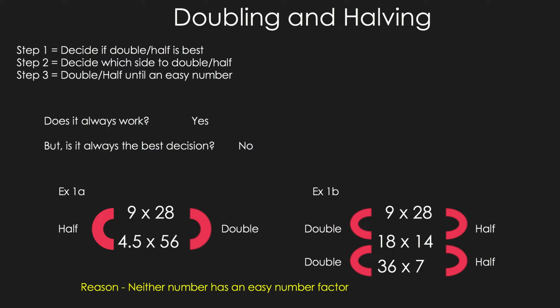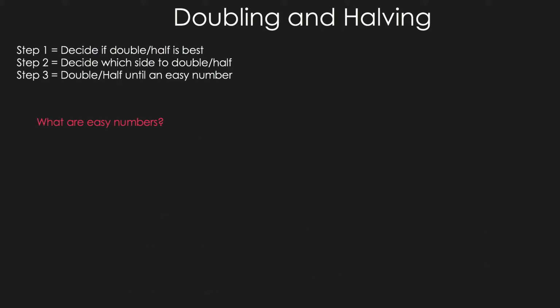The reason: neither number has an easy number factor. Neither 9 nor 28 has an easy number factor. Now, what are easy number factors? It depends. Some of you may think 11 and 7 are easy factors, but for the majority of cases, 5, 10, 25, 50 are the easy number factors. Those will be easy to double and half.